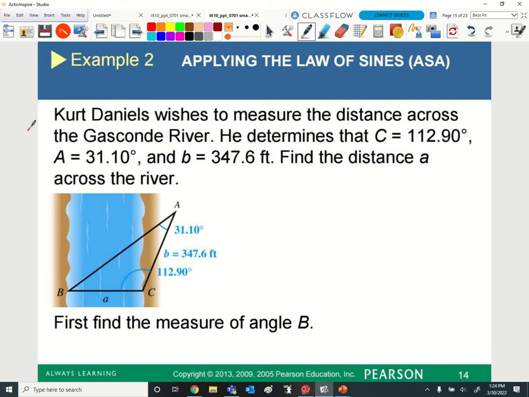That's all I need. Kirk Daniels wishes to measure the distance across the Gasconde River. He determines that capital C... so if it's a capital letter, what does that represent? Angle, the pointy point, right? Those are my angles, my vertices. Capital A is 31.10 degrees, and little b is 347.6 feet. Find the distance across the river.